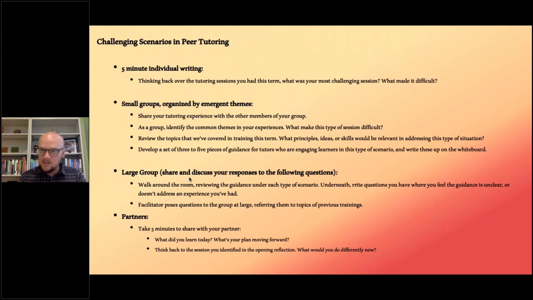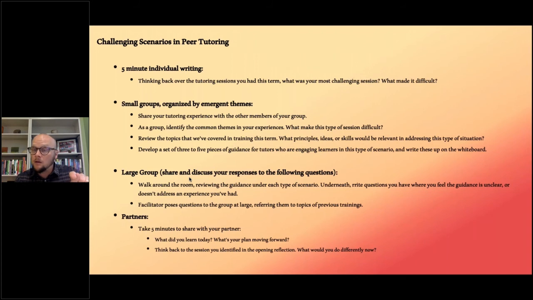Let's organize them in small groups. Those groups could be emergent. So whatever tutors identify as some challenging scenarios, then let's organize some thematic groups where they can work with other students who are working on similar things. Let's give them some prompts for discussing this.